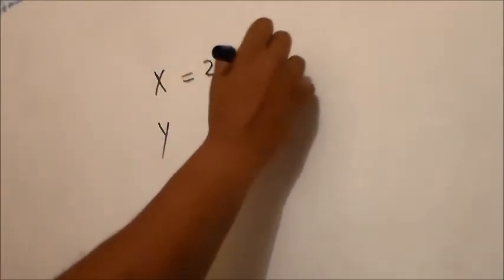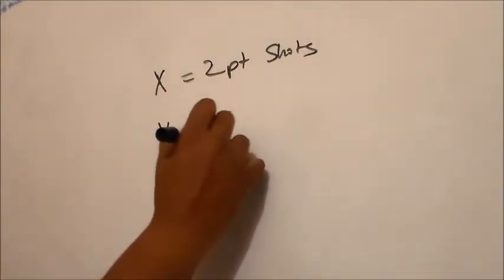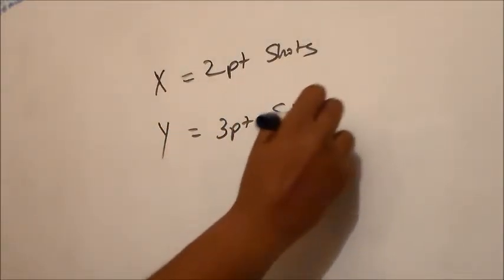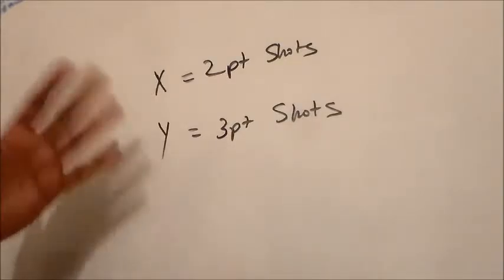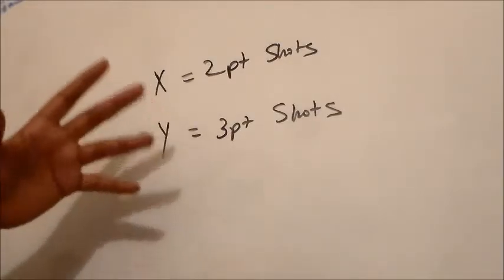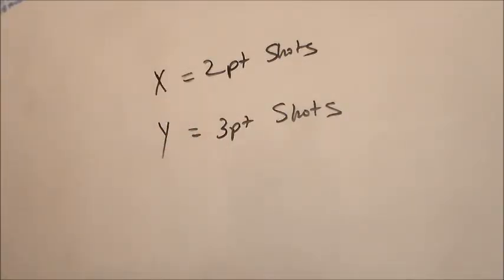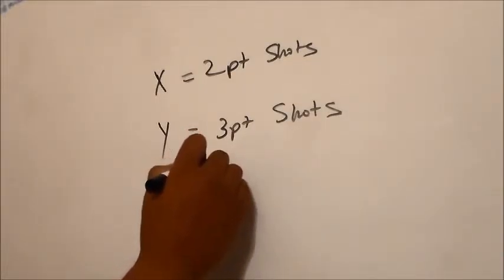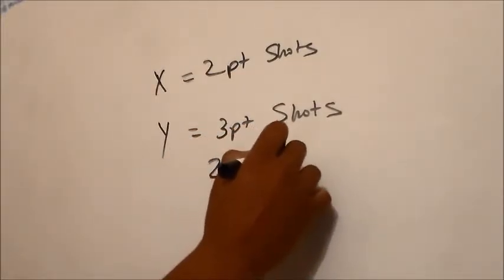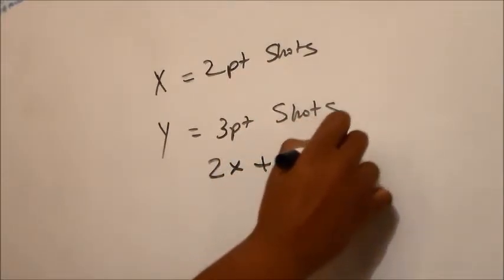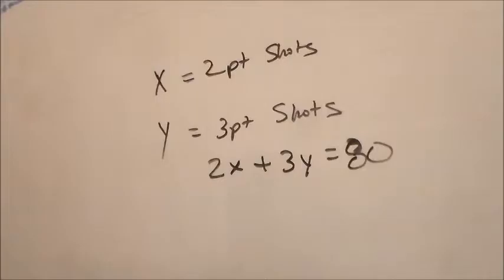So what we're going to do is work with variables x and y. x is going to be 2-point shots. y is going to be 3-point shots. Okay, so first we're going to establish how many. The combined 2 and 3-point shots equal 80, right? So let's just say 2-pointers plus 3-pointers is equal to 80.